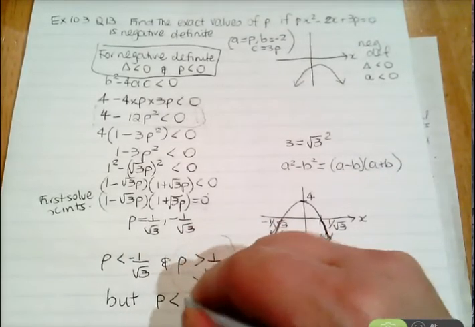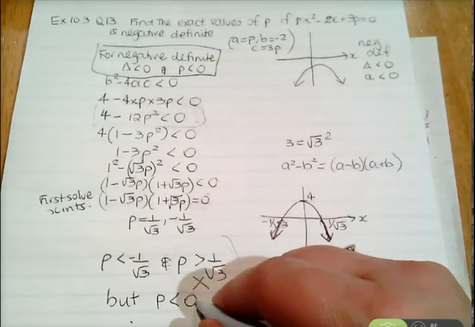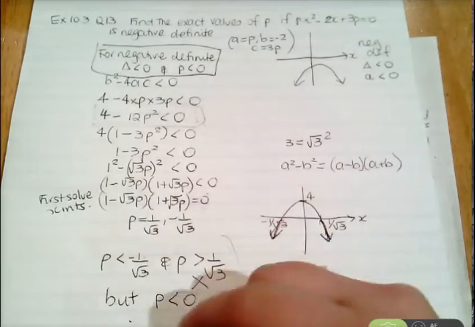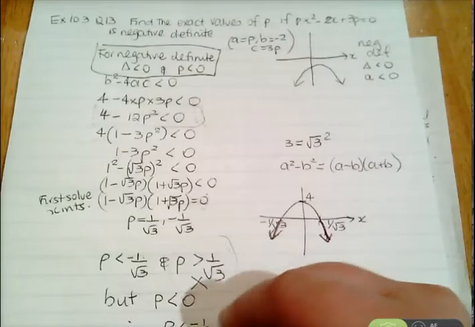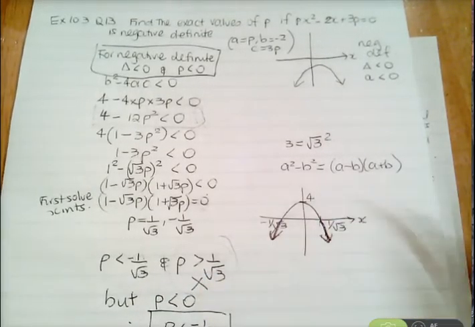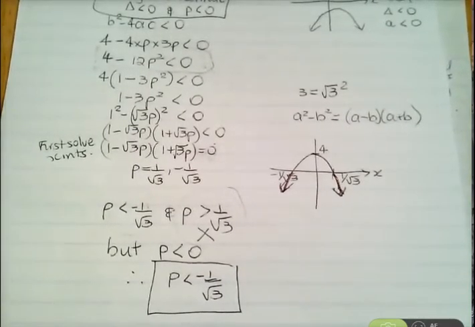But p must be less than 0. So this is just saying p is negative. Therefore, I can only take the negative answer here. So p is less than negative 1 on root 3. And that is my solution. Okay, sorry, it's just cutting out a bit. So there we go. P is less than negative 1 on root 3.